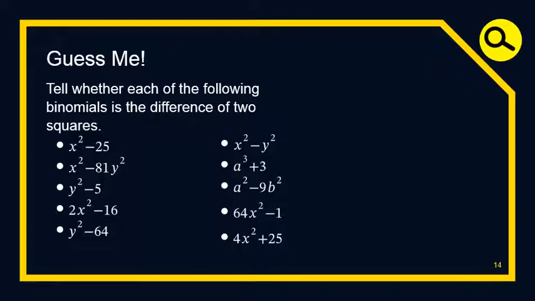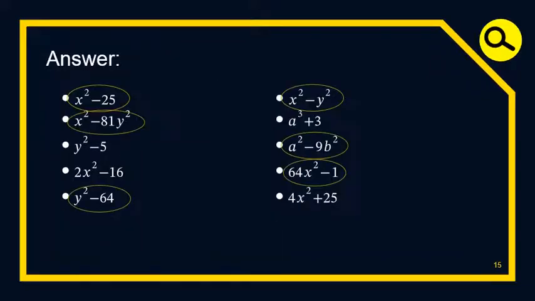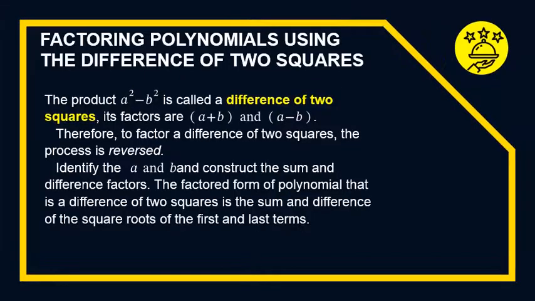First, each term is a square. Second, there is a minus sign between the two terms. The circled polynomial is an example of a difference of two squares. The product a squared minus b squared is called a difference of two squares. Its factors are a plus b and a minus b. Therefore, to factor a difference of two squares, the process is reversed. Identify the a and b and construct the sum and difference factors.